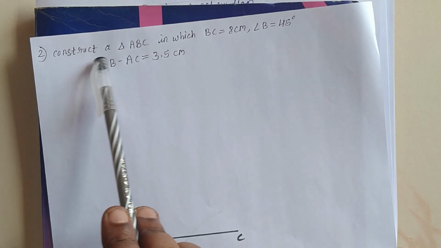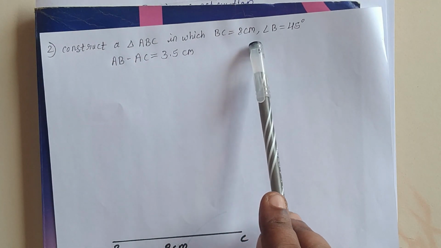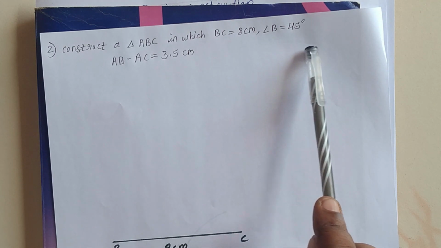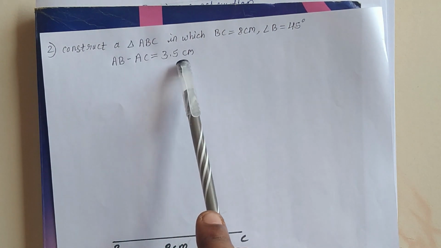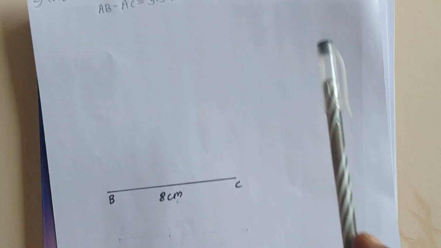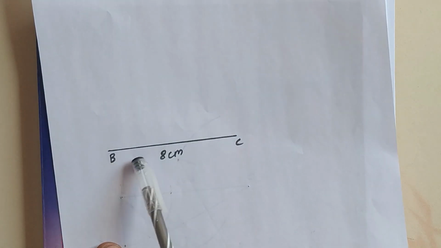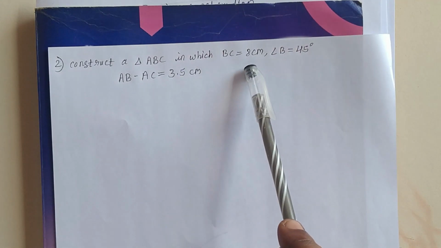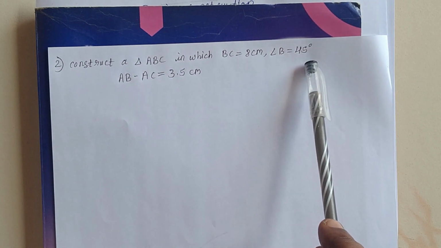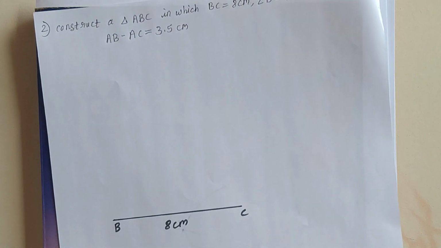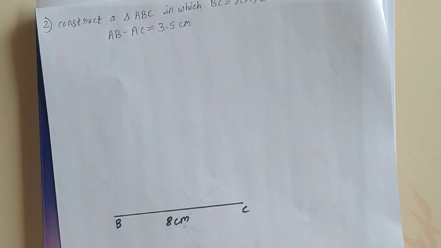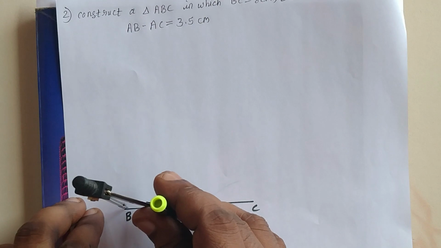Second, student, construct a triangle ABC in which BC is 8 centimeter, angle B is 45, and AB minus AC is 3.5 centimeter. So already here I have drawn BC, which is 8 centimeter. Now you have to draw angle B of 45 degree. So for 45 degree we have to draw 90 degree, and for 90 degree we have to draw 60 and 120.